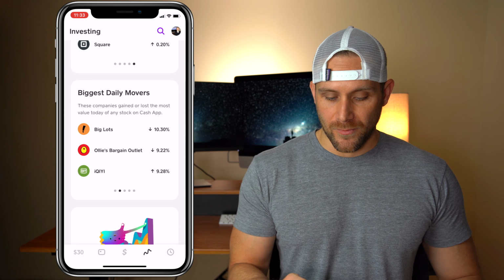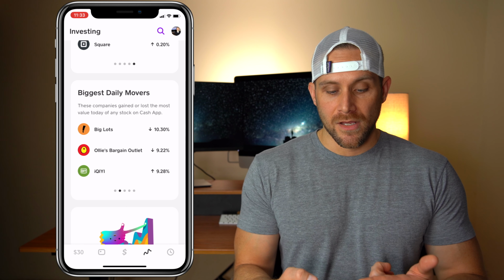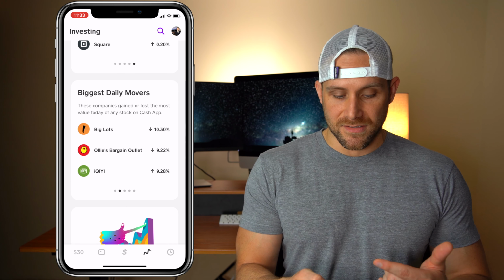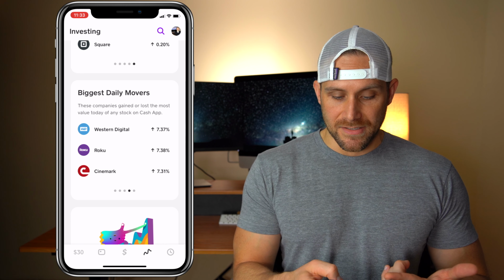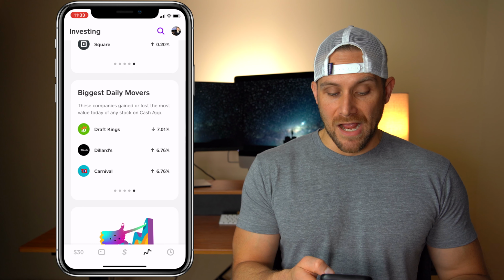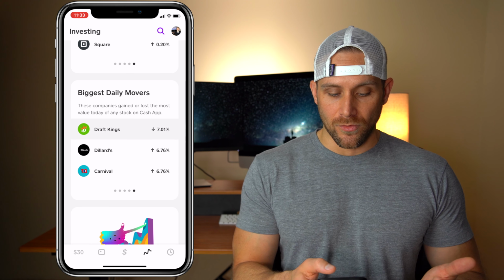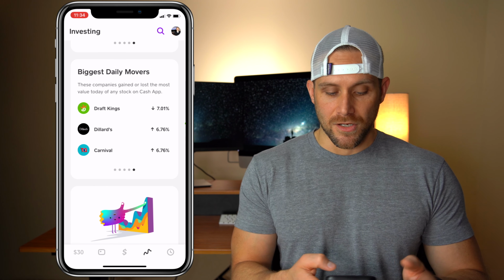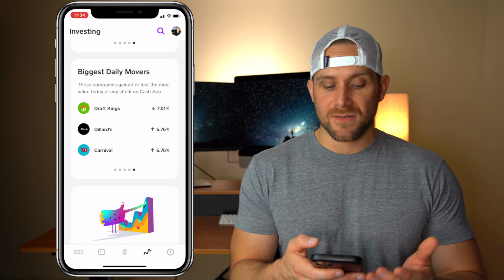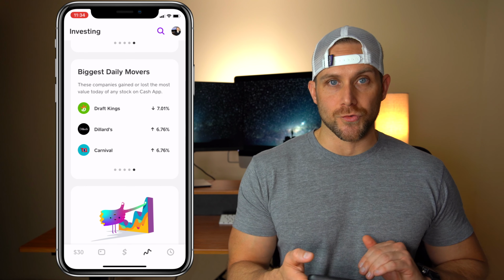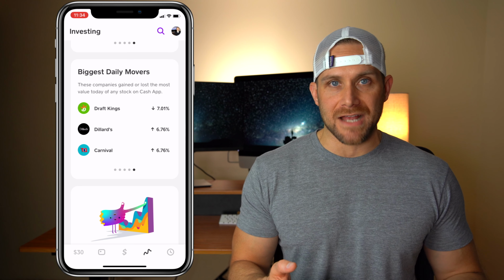So we're going to scroll to the right and look for stocks that might be down. So we've got Big Lots and a couple other ones right there. I don't know what those are. Big Commerce, I don't know what that is. Western Digital, DraftKings, Dillard's, Carnival. So, for example, we're going to go back to this DraftKings example. So this is the biggest daily mover in the down direction. It was down 7% as of Friday.